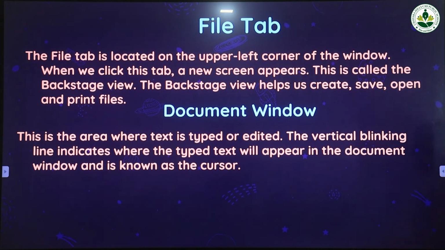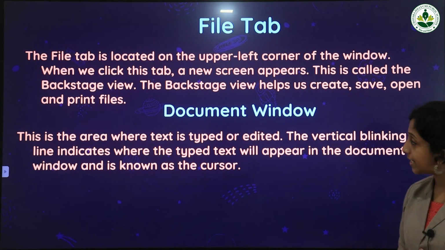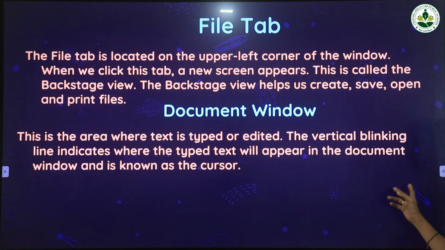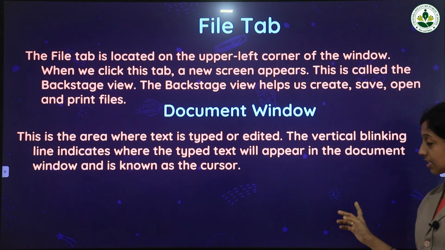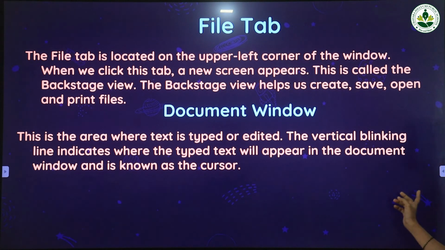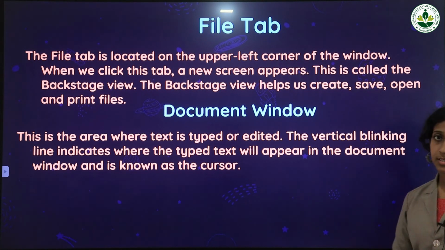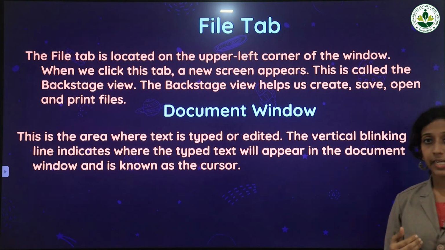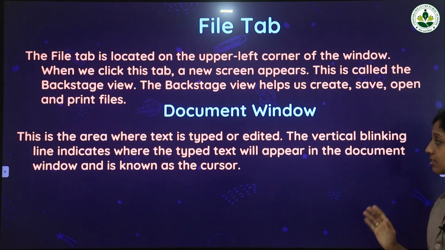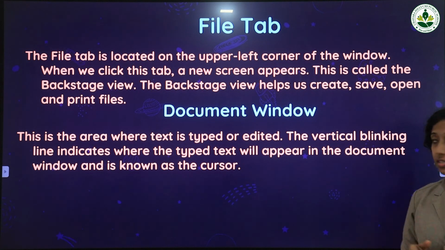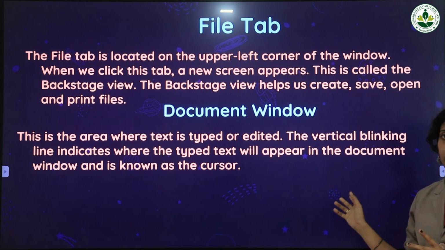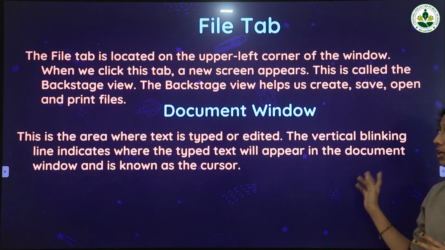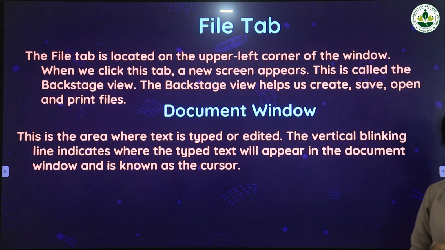This is the area where text is typed or edited. The vertical blinking line indicates where the typed text will appear in the document and is known as the cursor. So the document area or document window is the large white space you can see where you have to type your text or edit the typed text. In this area you can see a small blinking line that is called a cursor. So in the document area you can see the cursor.